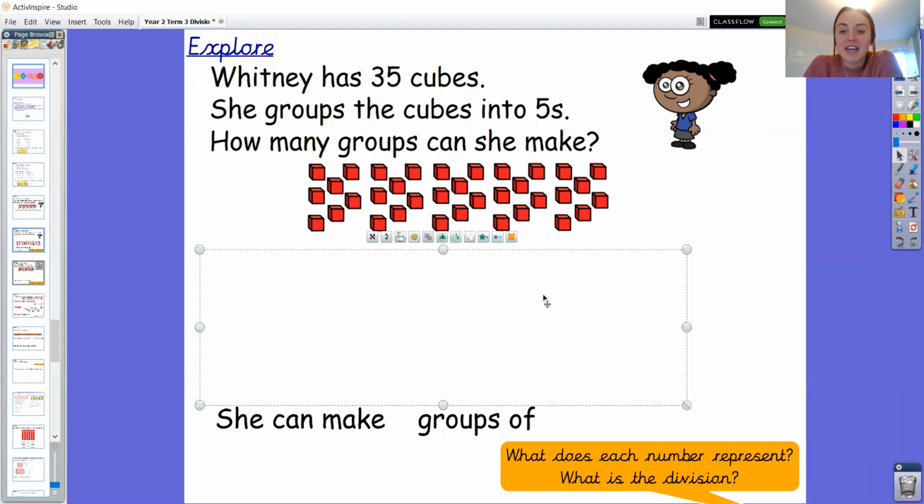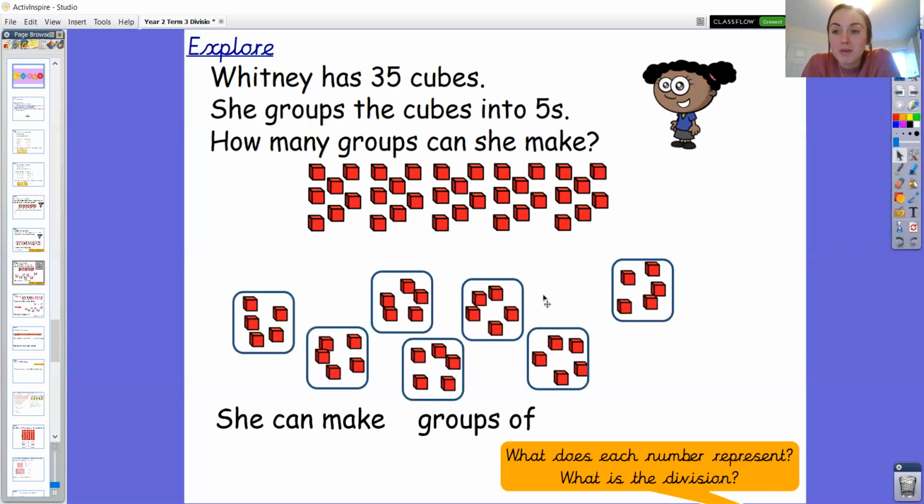Well done, Year Two. So let's have a look together. I'm going to show the groups of 5. So how many groups has she made? Well done, she's made 7 groups. So we can answer this question by saying she can make groups of... What's inside each group, Year Two? How many cubes? Well done. Let's say this stem sentence together. She can make 7 groups of 5.